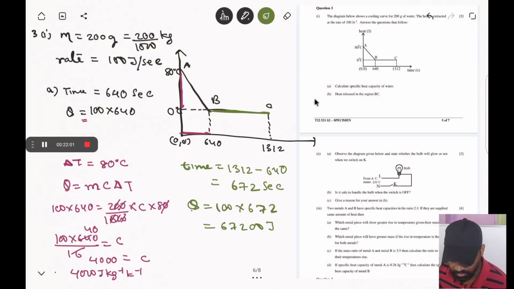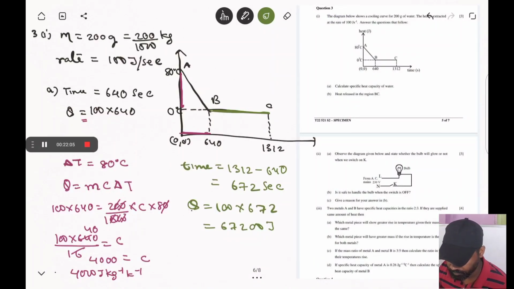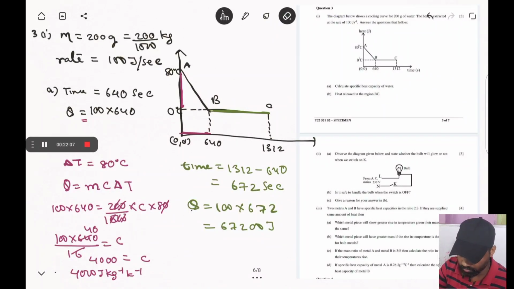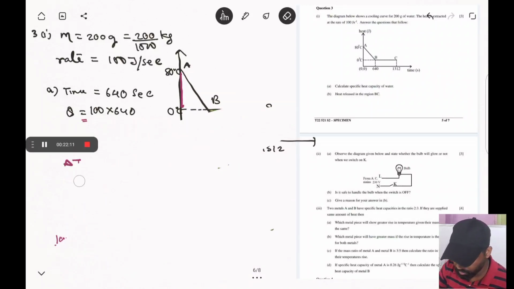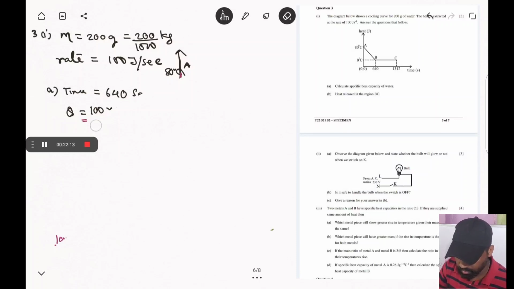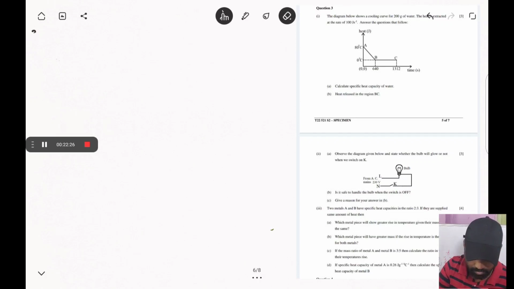Now, this is part A we have done and part B. Look at question number 2 now. Let me first rub this one. Question number 2. Observe the diagram given below and state whether the bulb will glow or not when the... Just a second. Yeah. Let me rub this.